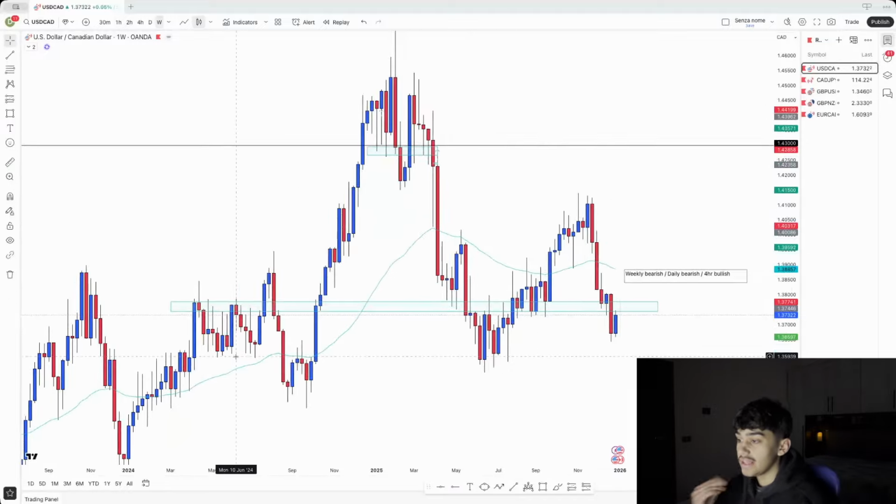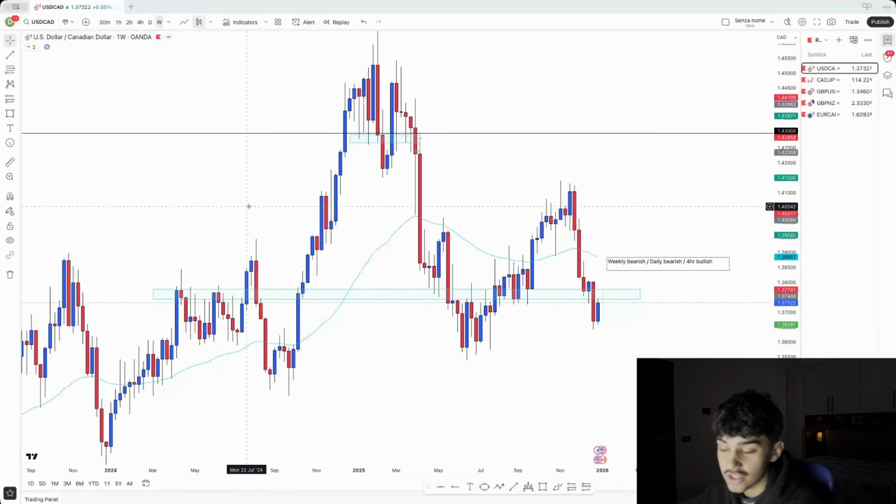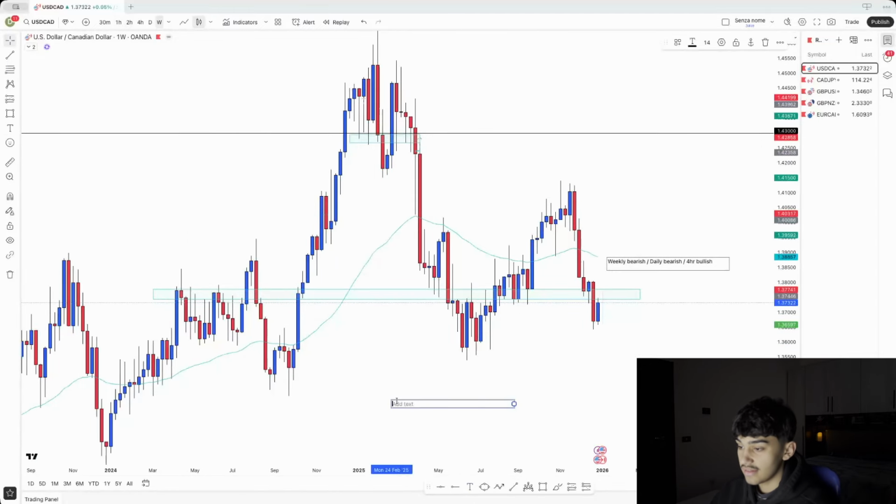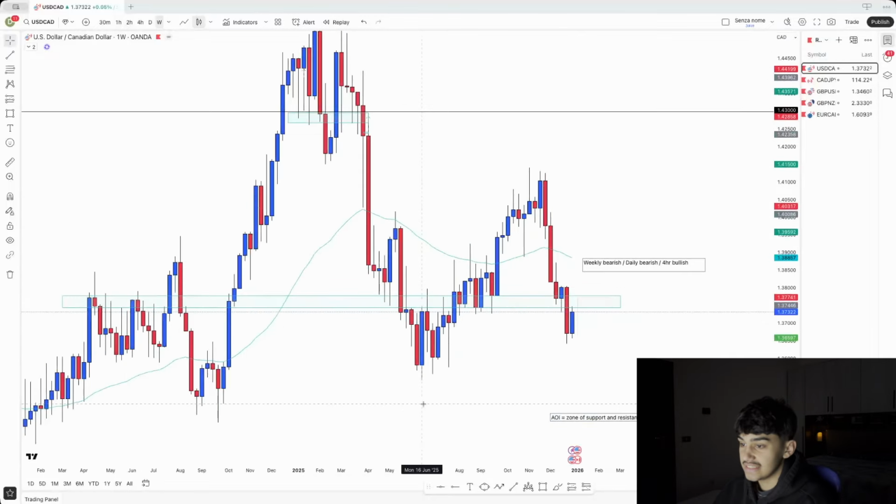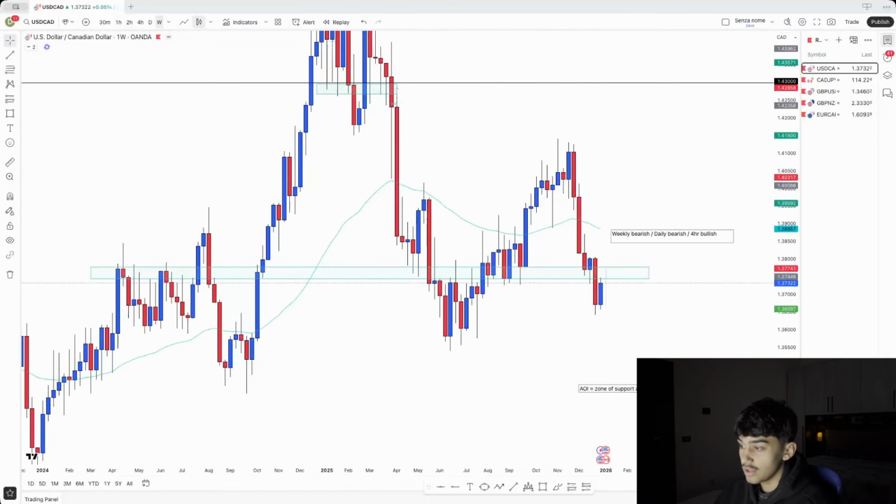Then guys, on the weekly time frame, I've seen that we have just come to an area of interest. An area of interest is a zone of support and resistance. In this case right here, my area of interest is this box here that was used many times as a resistance.